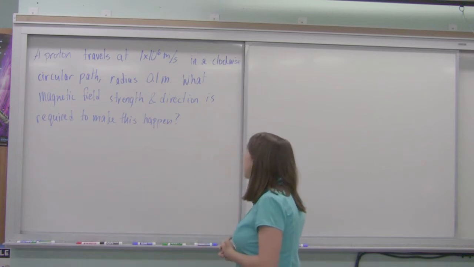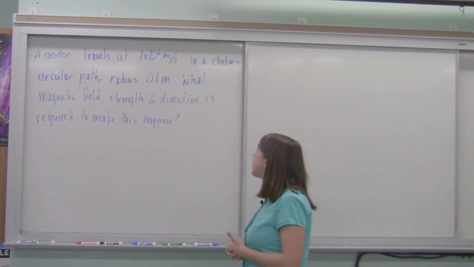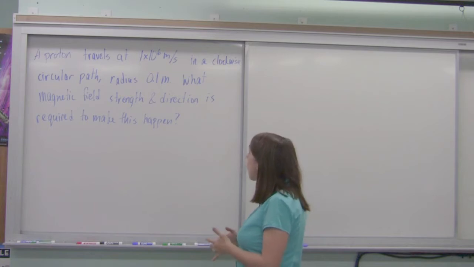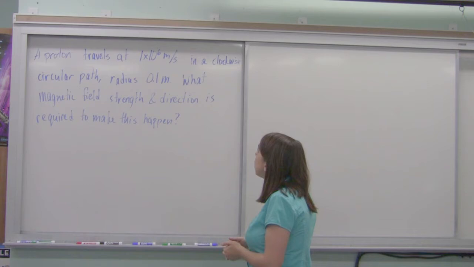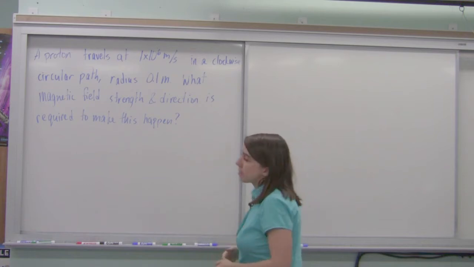So here we go. A proton travels at 1 × 10⁶ meters per second in a clockwise circular path, radius 0.1 meter. What magnetic field strength and direction is required to make this happen?